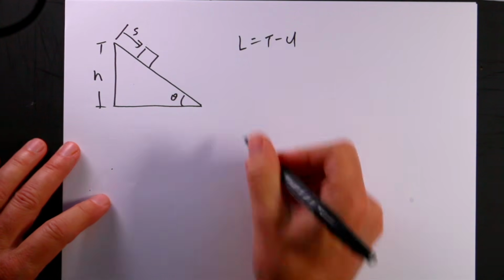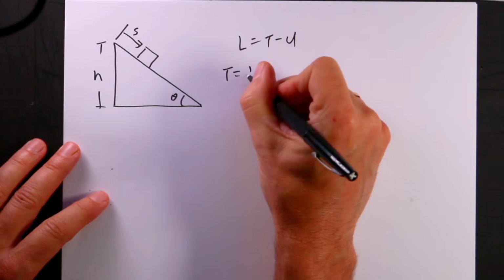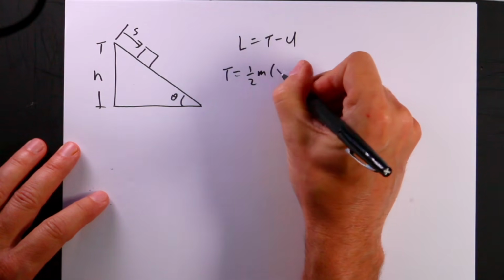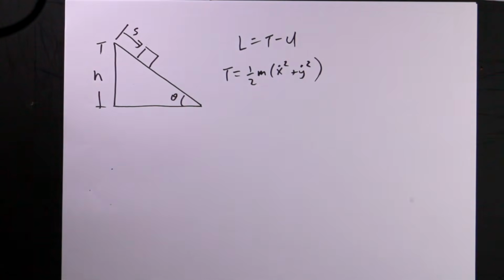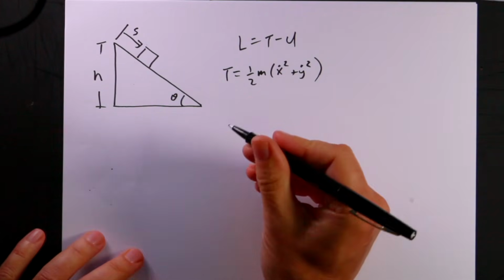Now, how do I get the kinetic energy? Well, I know this. T equals 1/2 (x dot squared plus y dot squared). And you could probably easily say, well, it's just going to be s dot squared, and I'd be okay with that. But let's just do this the full way.